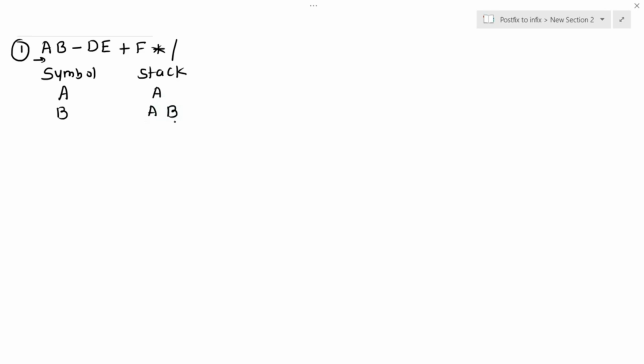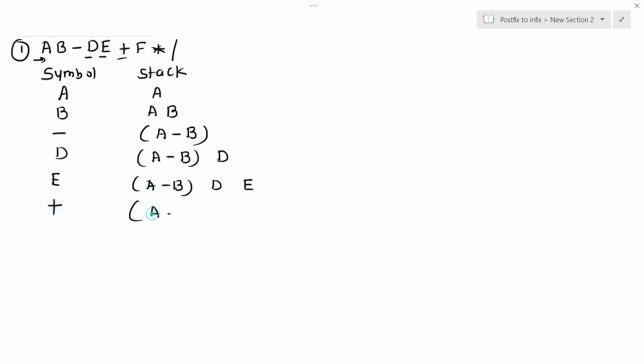There are two operands A and B. Then it comes minus. So top of the stack A minus B. Then we have D. So we have first operand as A minus B and second operand as D. Then it comes E. So we have A minus B, D and E. So now we have three operands. Next it comes plus. So we have A minus B and D plus E.